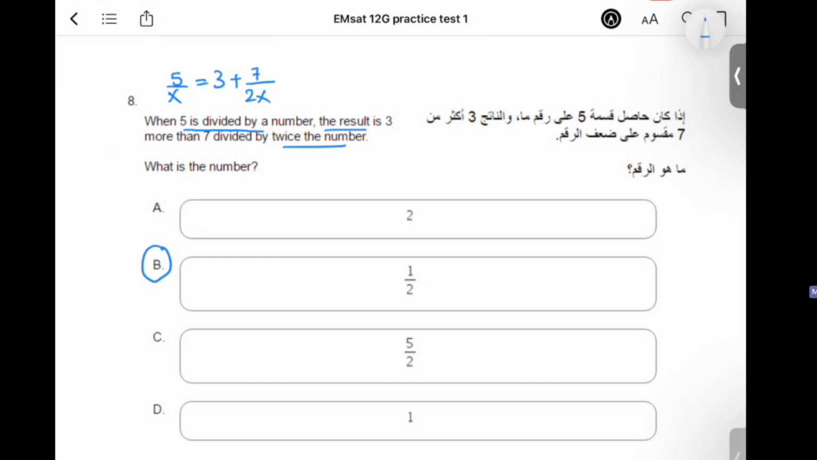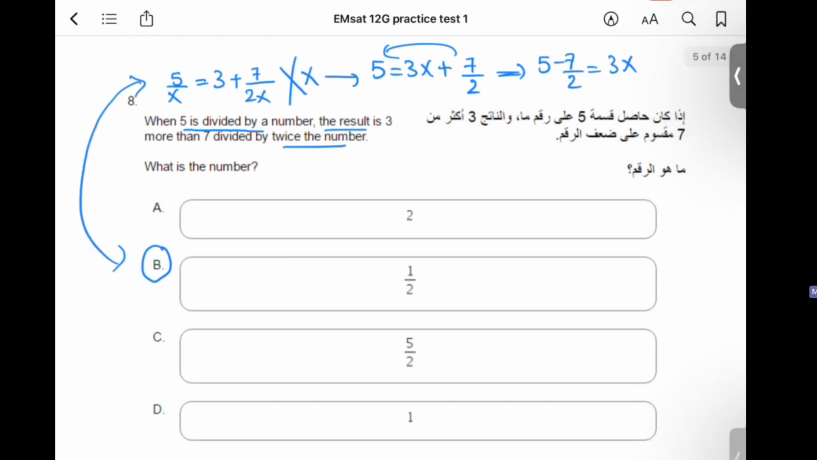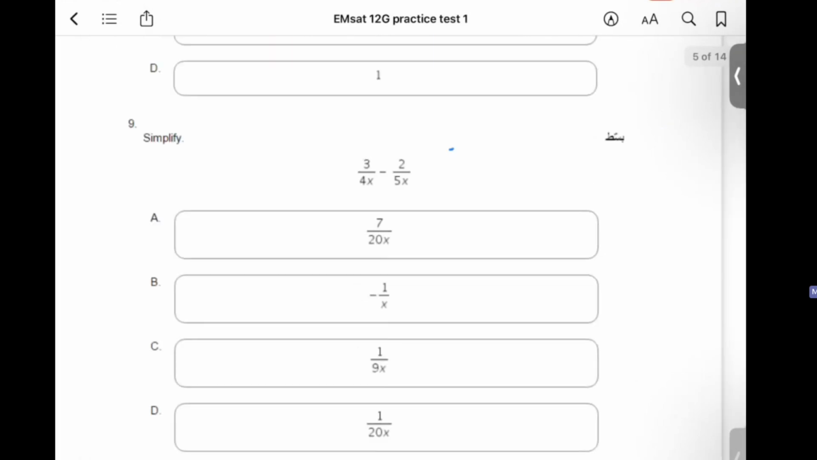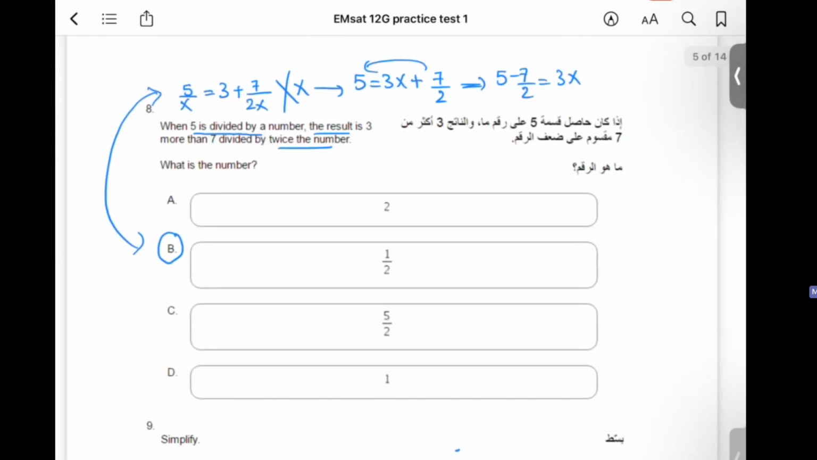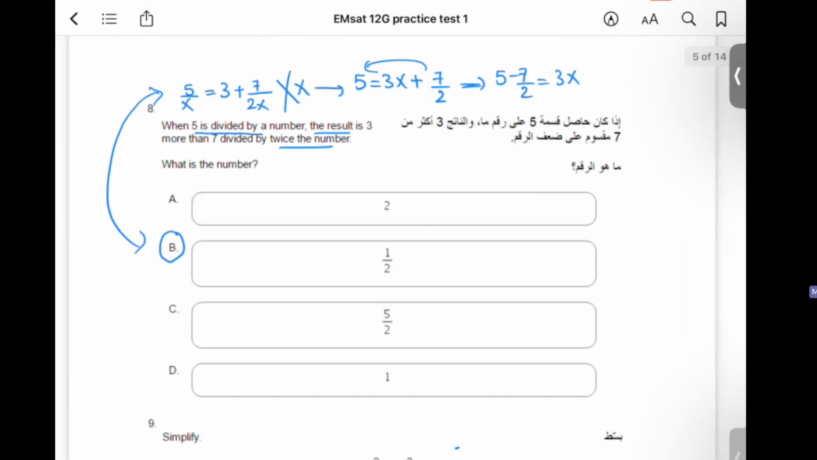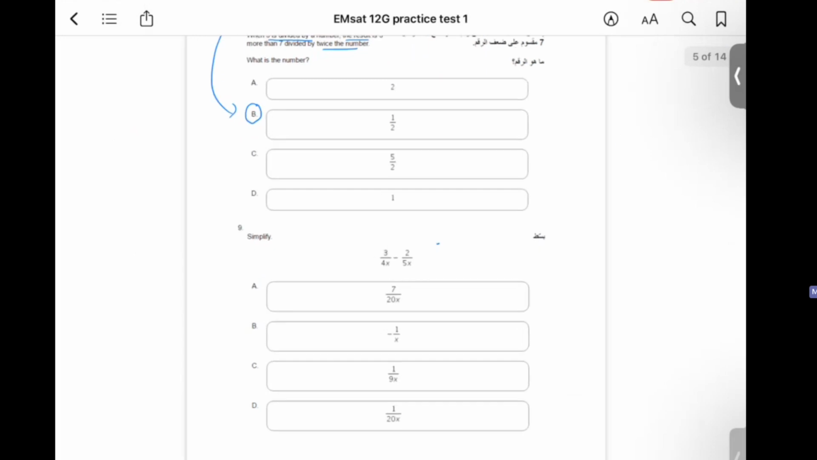But to be accurate, how you solve it: we multiply the whole equation by x. Thus, you end up with 3x plus 7 over 2. And you subtract here 5 minus 7 over 2 equal 3x. And when you solve it and simplify it, this is the answer. Hopefully, question 8 is clear for you. Now we will come to this question. Just here, I want you to see question 8. This is the way how you solve it. Or you can substitute the options A, B, C, D till you find the correct answer.